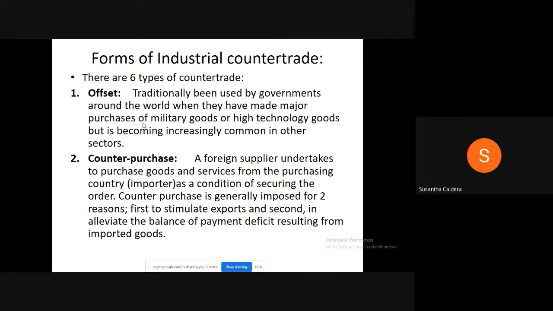when they have made major purchases of military goods. Sorry, military goods or high technology goods, but it's becoming increasingly common in other sectors also. Offset. What I explained to you, right? They take titanium, copper, and diamond and all those things, and then give military goods, maybe aircrafts.